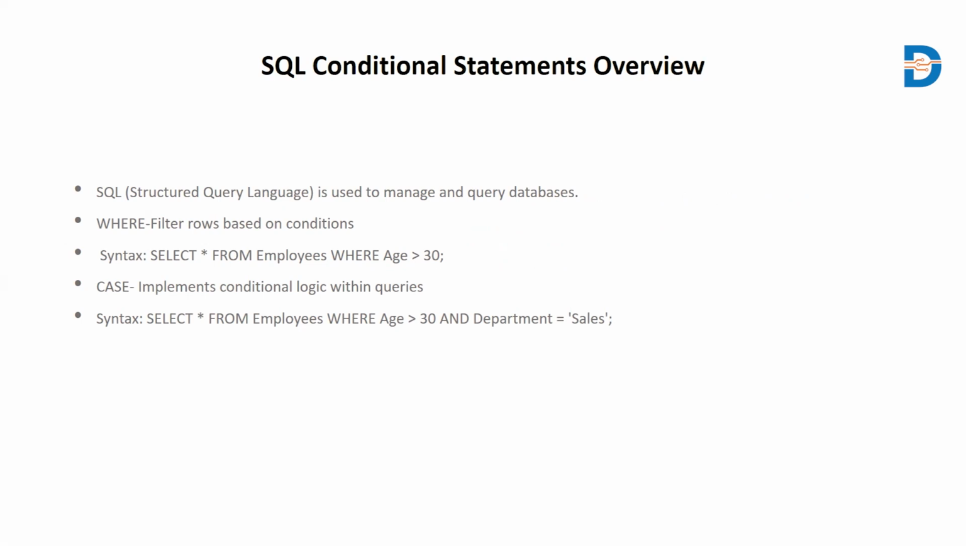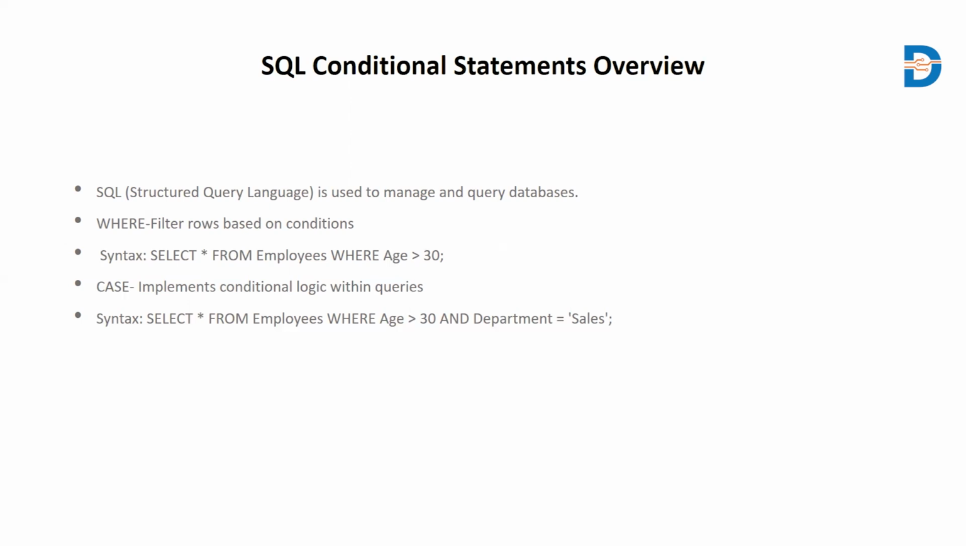So let us see the syntax of it. SELECT * FROM employees WHERE age > 30. If you have an employees table, and if you want to select the people who are working as employees and are more than 30 years of age, then by using this syntax you can select and retrieve the data from your employees whose age is greater than 30 by the use of WHERE. Whereas CASE, as I said, uses conditional logic within the queries.